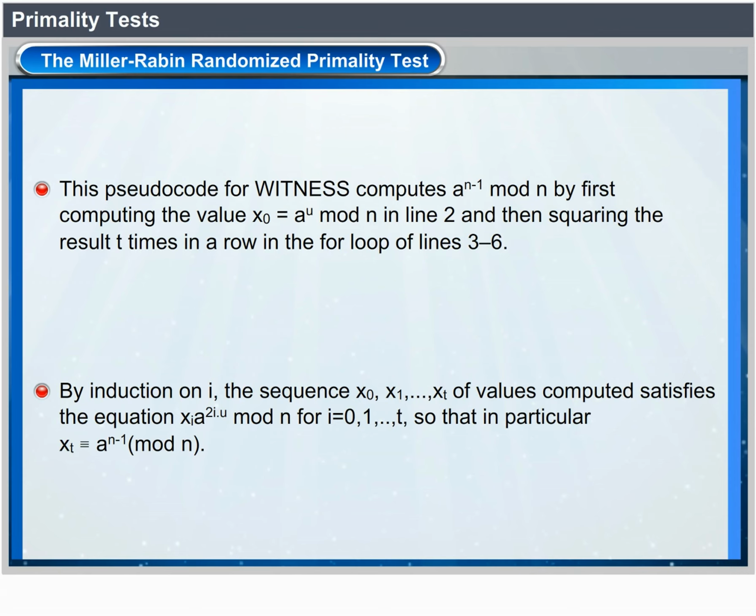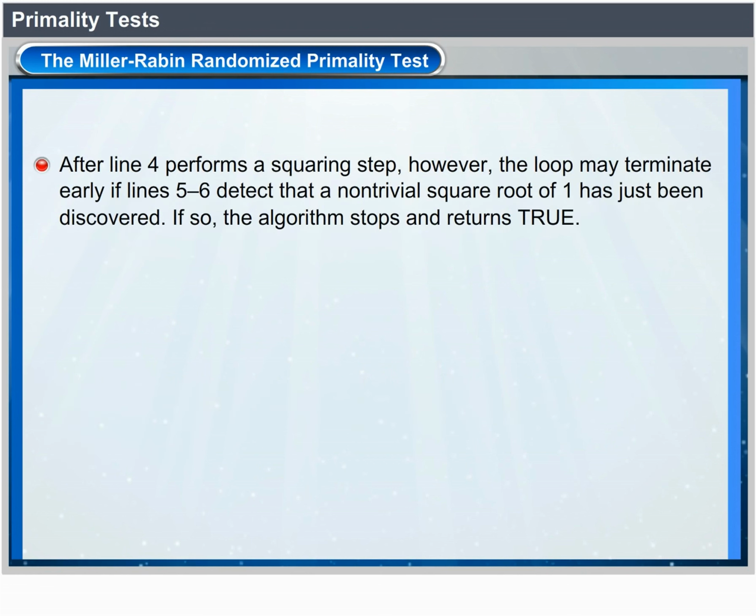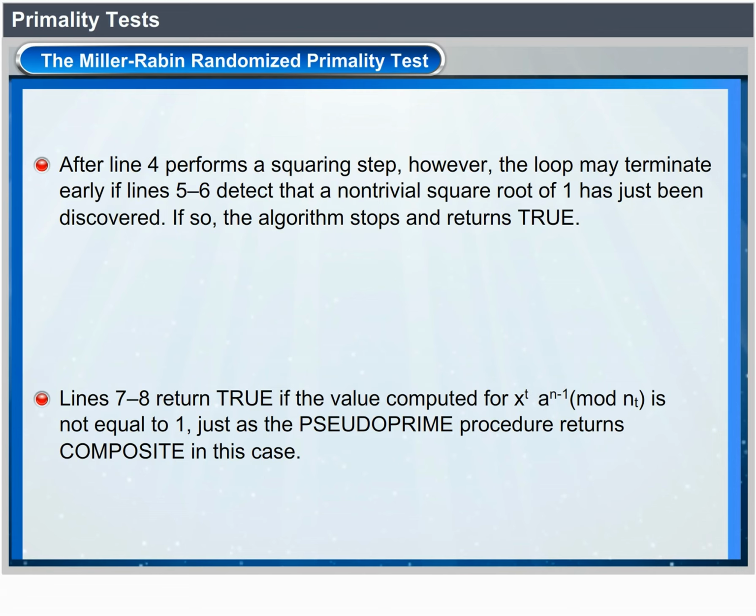After line 4 performs a squaring step, however, the loop may terminate early if lines 5 to 6 detect that a non-trivial square root of 1 has just been discovered. If so, the algorithm stops and returns true. Lines 7 to 8 return true if the value computed for xt ≡ a^(n-1) mod n is not equal to 1, just as the pseudoprime procedure returns composite in this case.